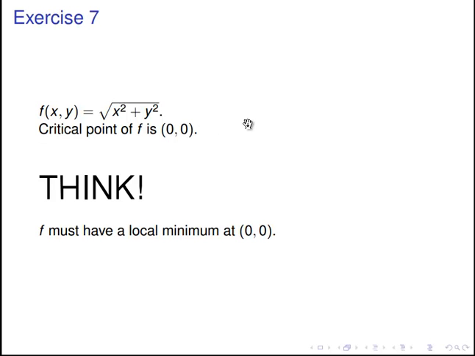Alright, so that ends up being the answer. F is a local minimum at 0, 0. We don't need to use the second derivative test here. We just have to use our brains, which is, of course, not something we like to do very often, but if you must, then you must.